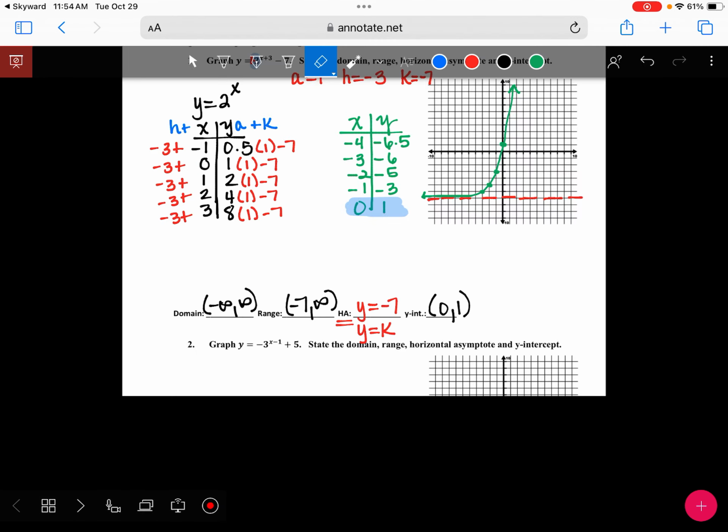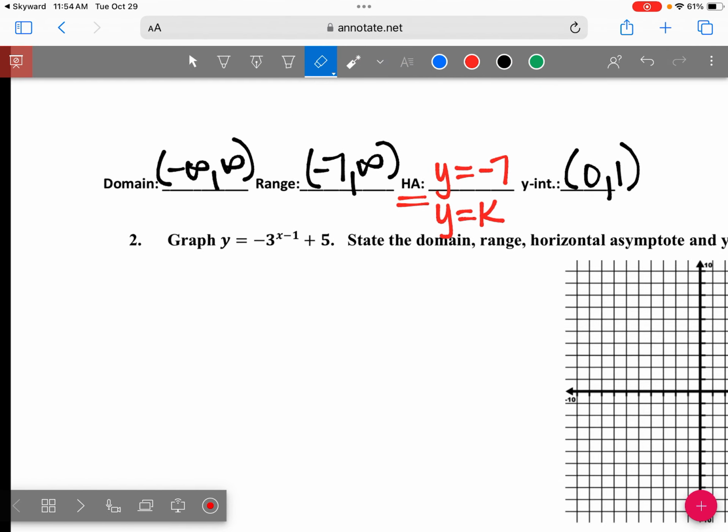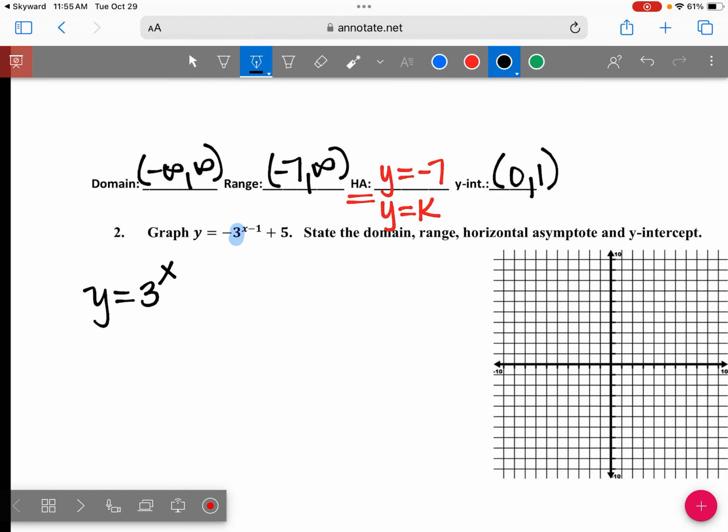All right, let's look at number 2. So now we're going to focus on our base. The base of our exponent is 3, not -3, it's just 3. So we're going to make our parent table of y equals 3 to the x. Now we're not going to graph this table. We're just going to make it.